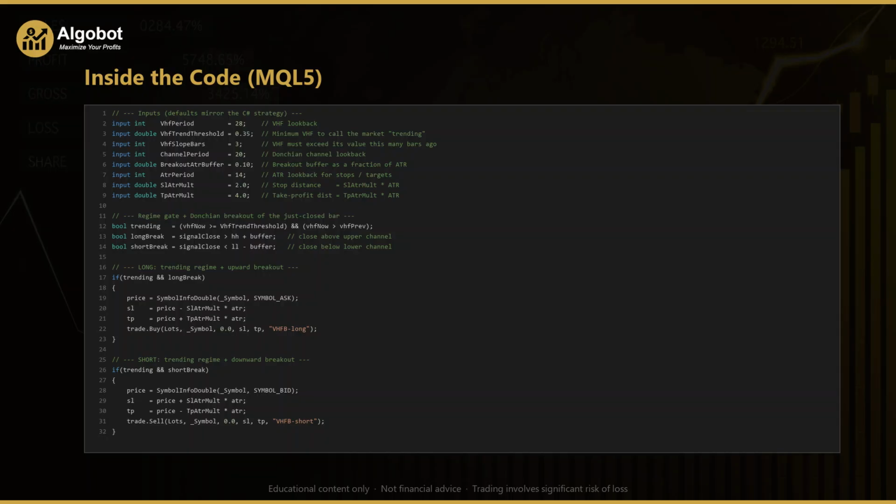Then long break is true when the just closed bar's close is above the upper channel plus the buffer, and short break is true when the close is below the lower channel minus the buffer. Look at the long block.